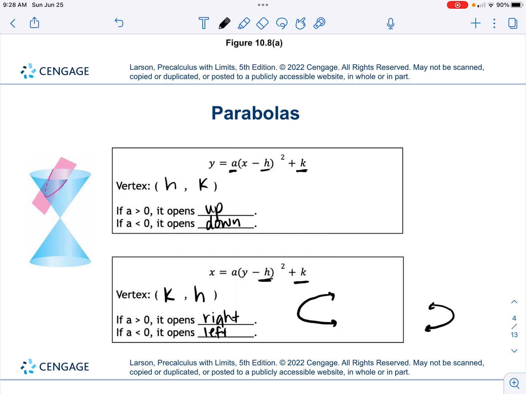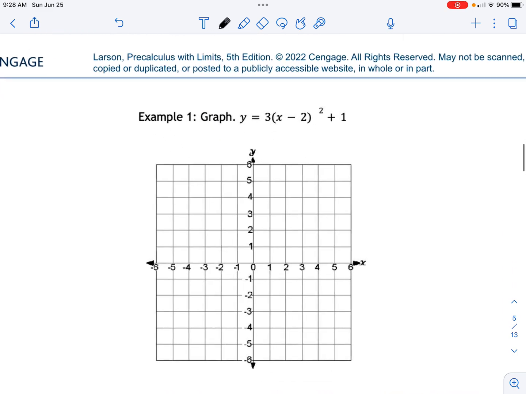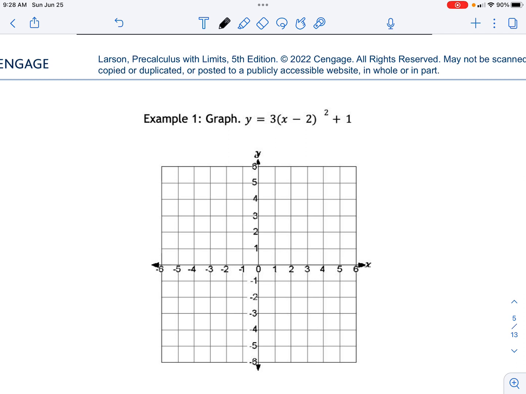So let's look at a couple of examples of these. The first one, like I said, is more one that you've maybe studied before in other algebra classes. So this may be more of a review for you. We're looking at the vertex here is h, k. h is 2 and k is 1. So it'd be 2, 1. And since a is positive, a is 3, we're going to be opening up.